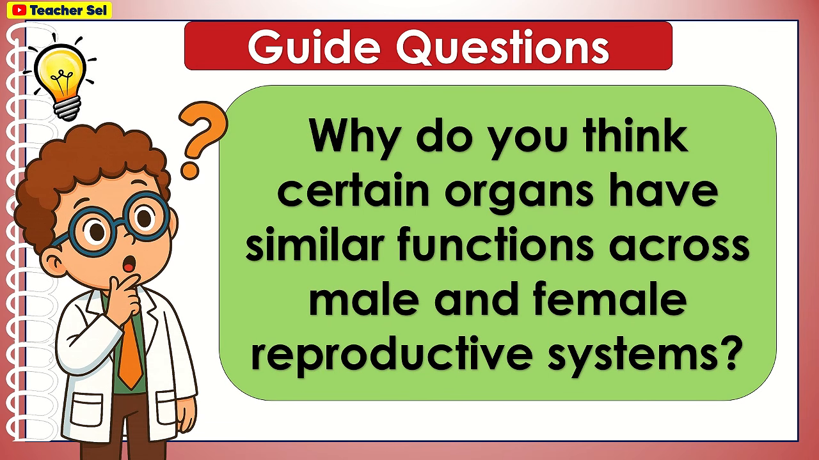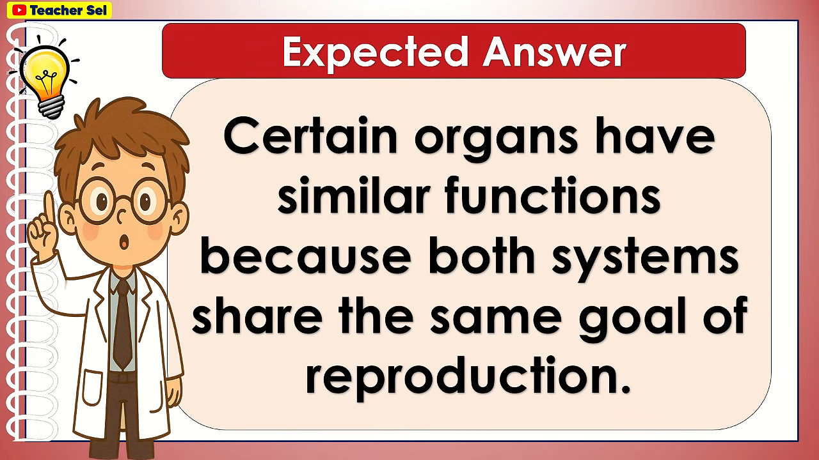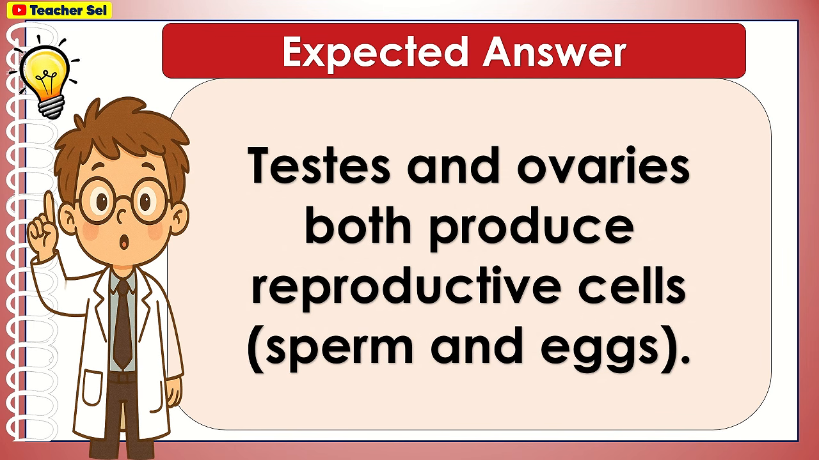Why do you think certain organs have similar functions across male and female reproductive systems? Certain organs have similar functions because both systems share the same goal of reproduction. Testes and ovaries both produce reproductive cells, sperm and eggs.